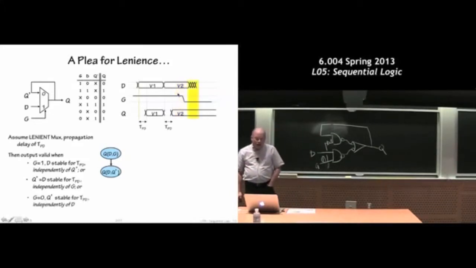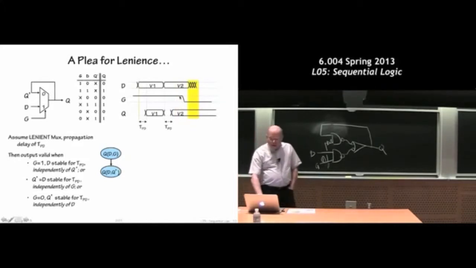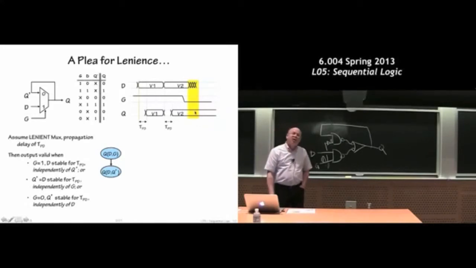Now, once G is safely low, once G is low and Q has remained stable, the D input can change without any problem. And now we're in memory mode. Once we've gone in here, the information is held in the internal feedback loop, and Q will remain stable as long as G is low.